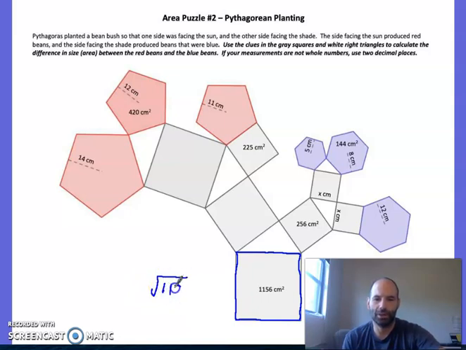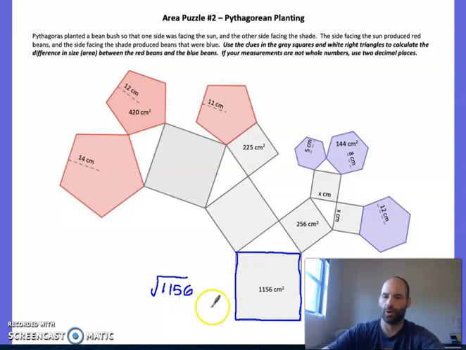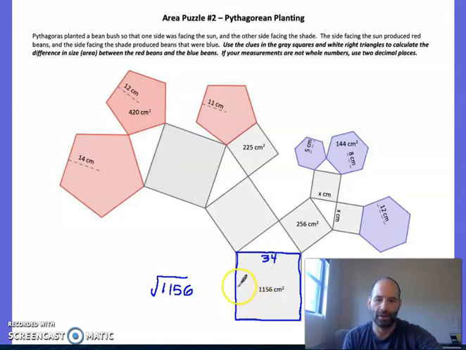So a lot of the ones yesterday were sort of like in your head. You would be like, oh, it's 16, so it's 4. Nobody knows the square root of 1156 in their head, so 34. So that means this side right here is 34. Matter of fact, all these sides are 34 because it's a square. All right, so I know that thing.